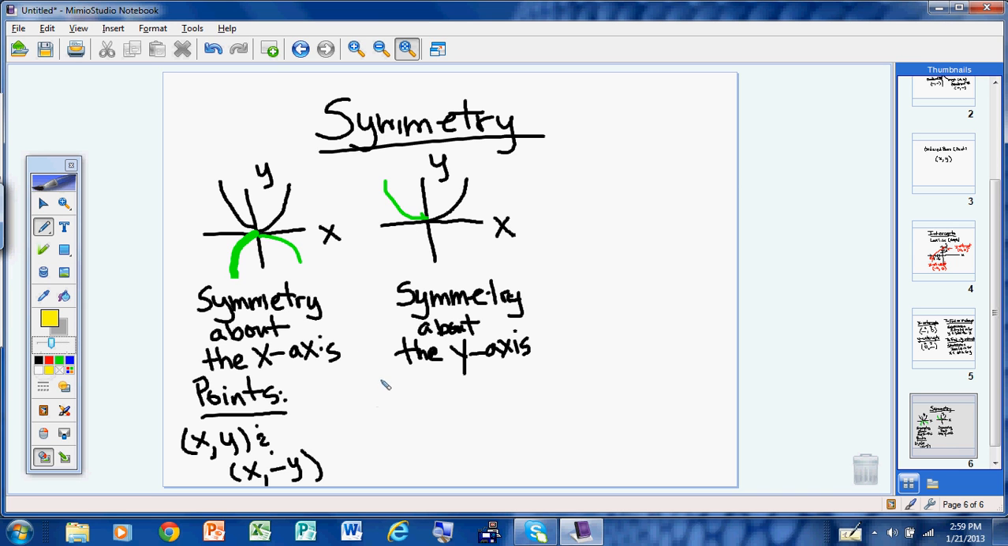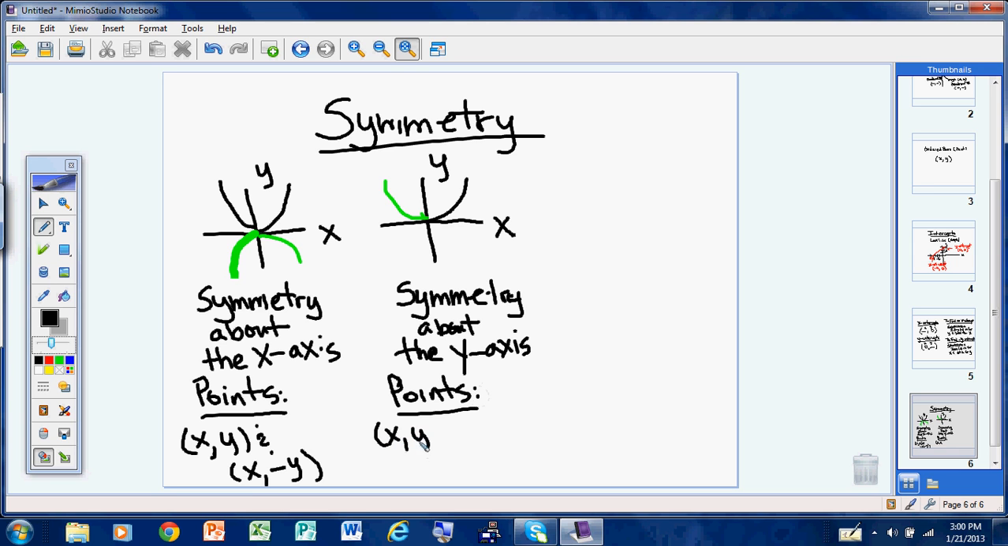Okay, so what do points look like if it is symmetric about the y-axis? Well, let's see. Points here look like this. Still have an x and a y, but this time it's the y's that stay the same, and it's the opposite for x.